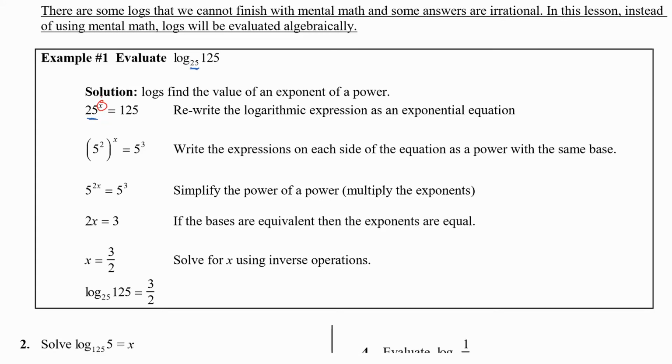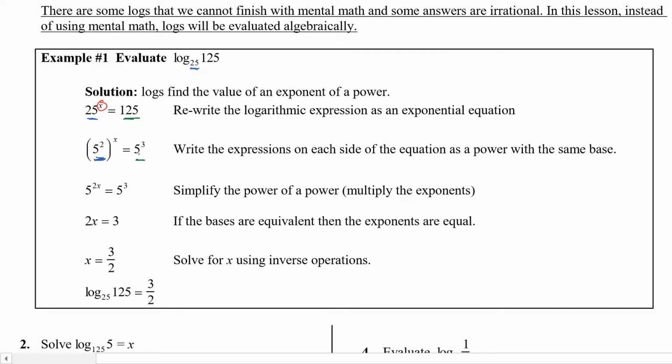Now, after we've rewritten the logarithmic expression as an exponential equation, what we need to do is write the expression on both sides of the equation as a power with the same base. On the left-hand side, we see 25. Well, 25 is the same thing as 5 squared. So we didn't change the value of it. We just changed how it is written. And same thing on the right-hand side, 125 is the same thing as 5 to the third.